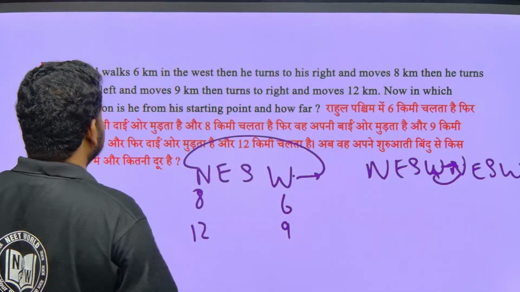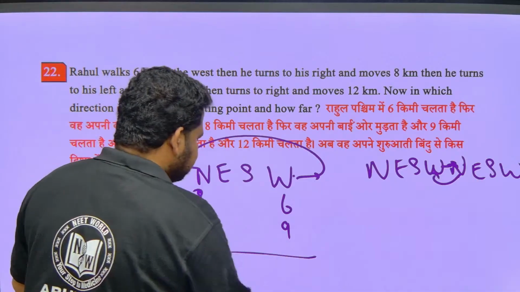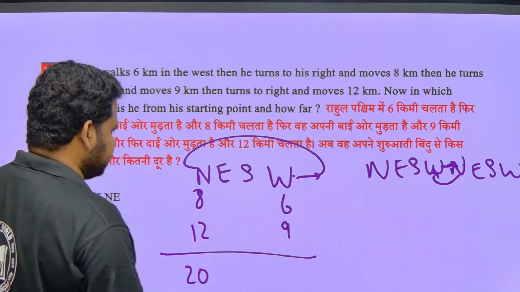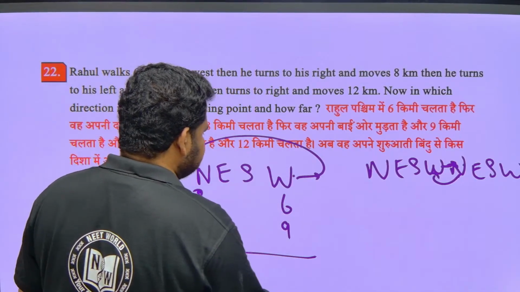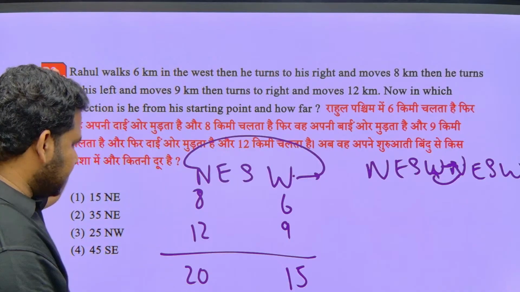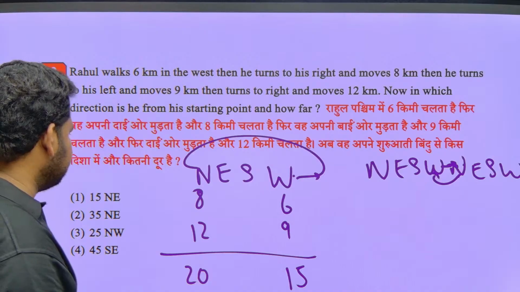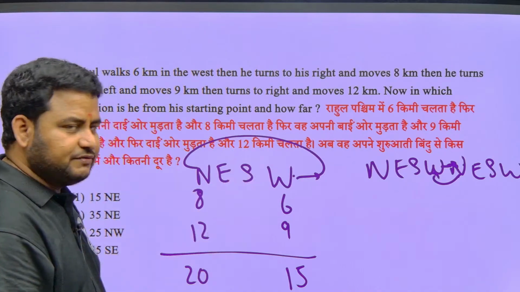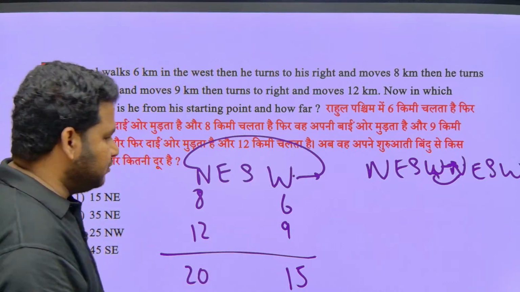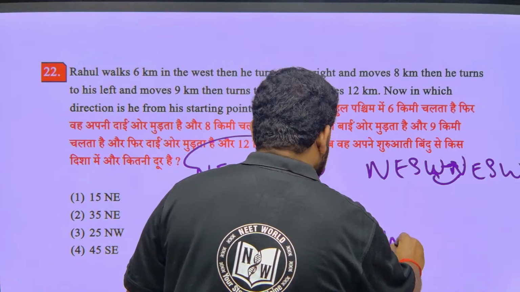Now in which direction is he from his starting point and how far? Okay. They are asking the distance and also the direction. 12 plus 8 is 20. And 6 plus 9 is what? 6 plus 9 is 15. Now they are asking us to find the difference. Okay. First of all you have to understand that here we are having the direction in only which points? Under north we have direction, under west we have direction. Correct? So the answer is northwest.